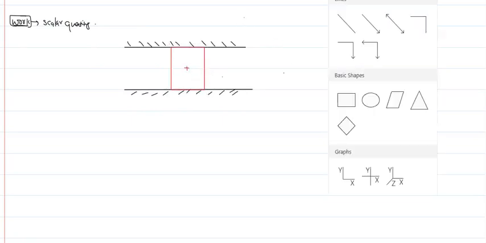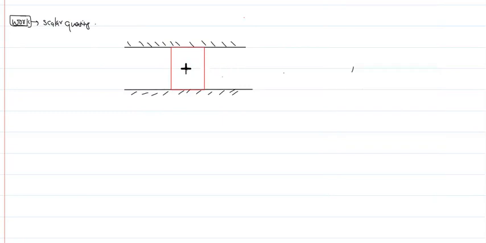Between these two walls there is a block. What I do here is apply a force on this block in this direction. Let's suppose this is equal to 100 Newton. So due to this force, what happened?